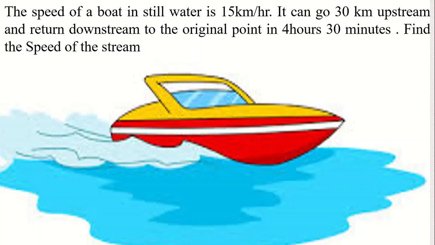Now look at the second example. The speed of a boat in still water is 15 km per hour. It can go 30 km upstream and return downstream to the original point in 4 hours 30 minutes. Find the speed of the stream.